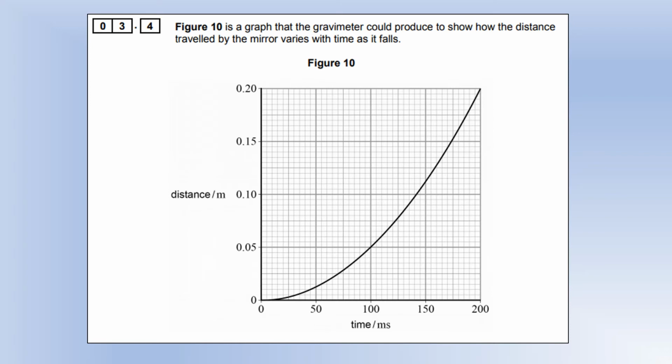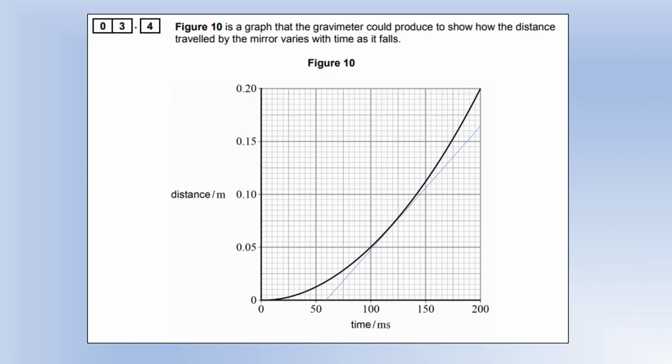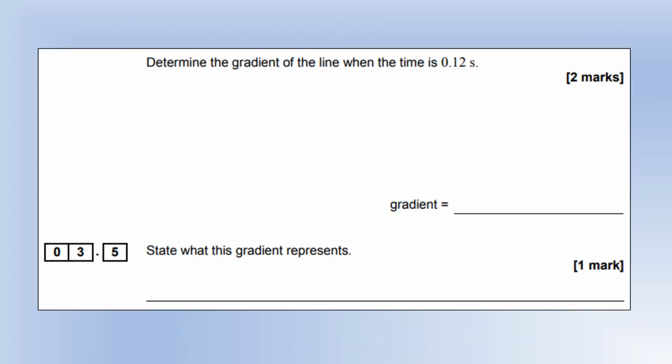Okay, so the graph for figure 10 is the graph of the gravimeter we produced to show how the distance traveled varies with time as it falls. We've got distance in meters, time in milliseconds. Determine the gradient of the line when the time is 0.12 seconds. To do the gradient of a curve, you draw a tangent at that point, so at 120 milliseconds. Then in terms of determining the gradient, we want change in y over change in x of that line, giving us 0.00118. State what the gradient represents. Well, it's a displacement-time graph, so it's going to be the velocity of the mirror at that specific moment in time.